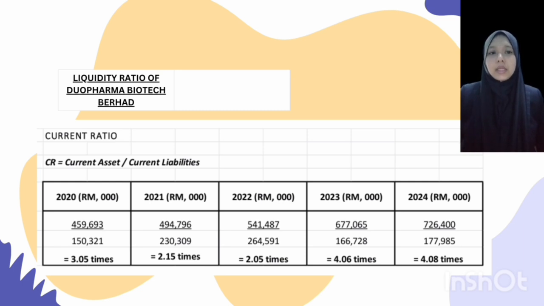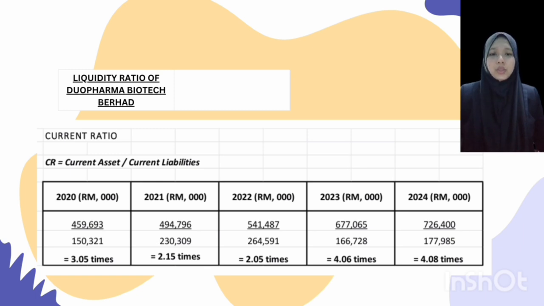In 2021, current liabilities rose significantly by 53.20%, which outpaced asset growth. This caused the ratio to drop 0.15 times. In 2022, both assets and liabilities grew, but liabilities increased slightly faster, reducing the ratio further to 2.05 times.